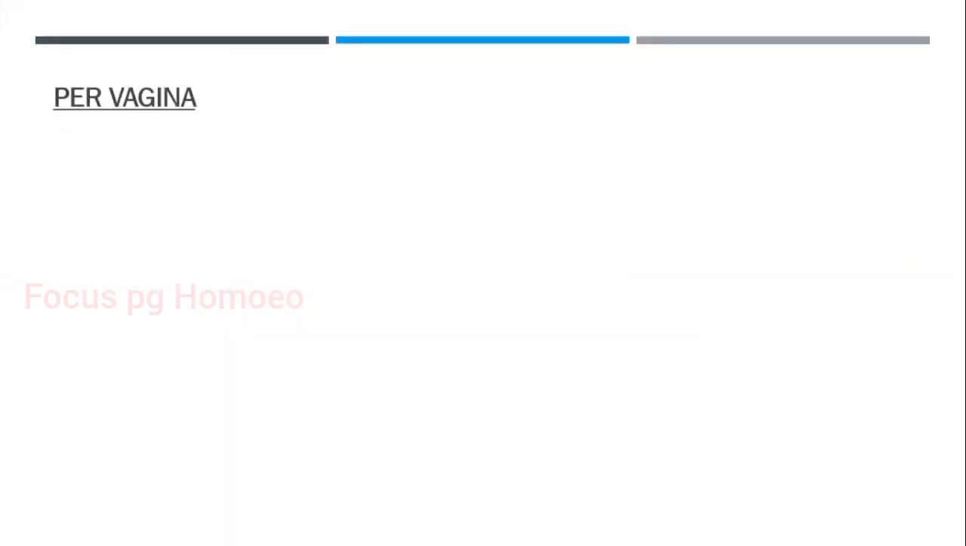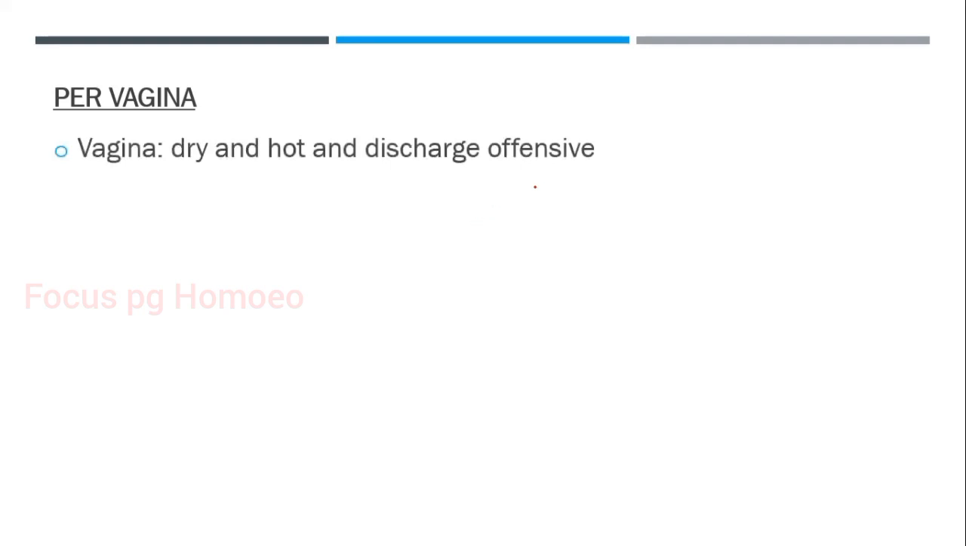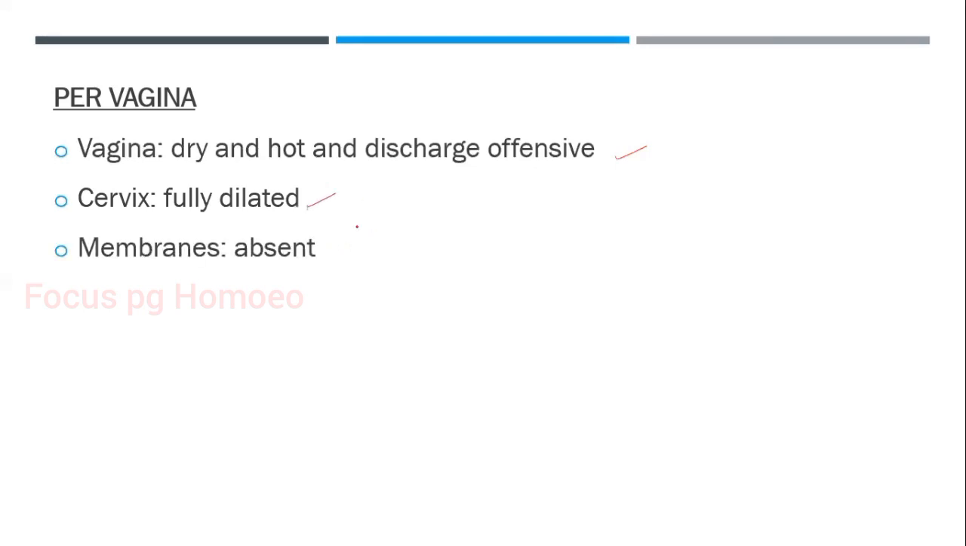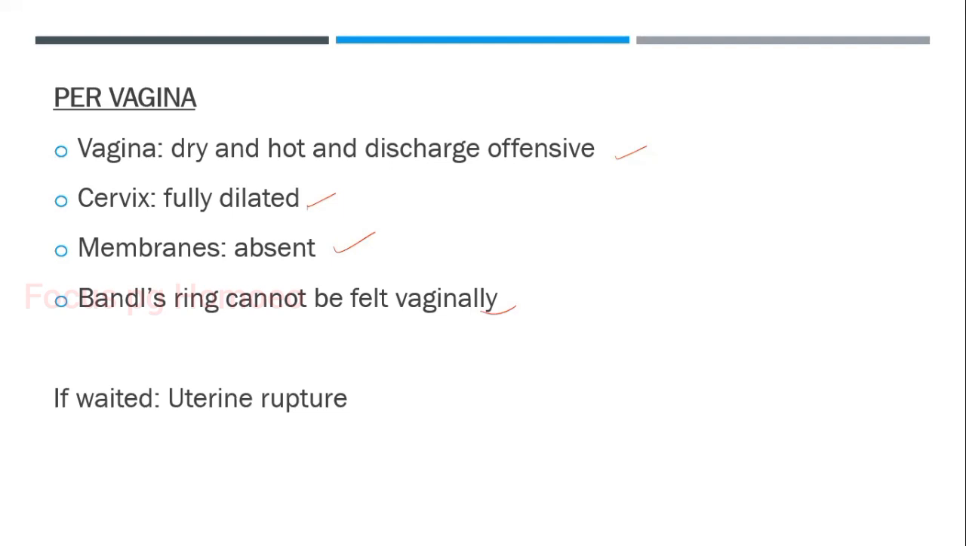Obstructed labor is a very difficult condition, so immediately the woman in labor is taken for C-section. Per vagina, it is dry, hot, and the discharge is very offensive. The cervix is fully dilated, and membranes are absent. Bandel's ring cannot be felt vaginally. If obstructed labor is occurring and this wait and watch approach is followed, there will be uterine rupture, and that is why it is a critical condition. Immediately the woman is taken for C-section.